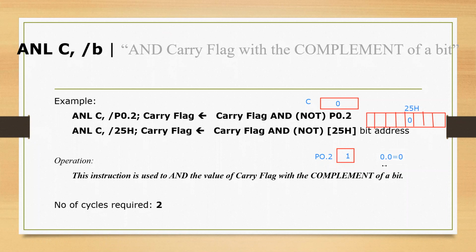In the second instruction, you can write the content of the carry flag, that is 0, dot the complement of the value in the memory location 25 hex. The 25 hex memory location contains the value 0, and the complement of 0 is 1. So 1.0 or 0.1, you get the value 0 itself. This 0, the result, will be held in the carry flag. So this instruction is used to AND the value of the carry flag with the complement of a bit.